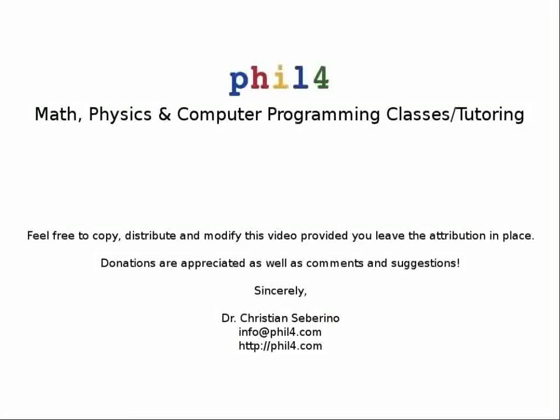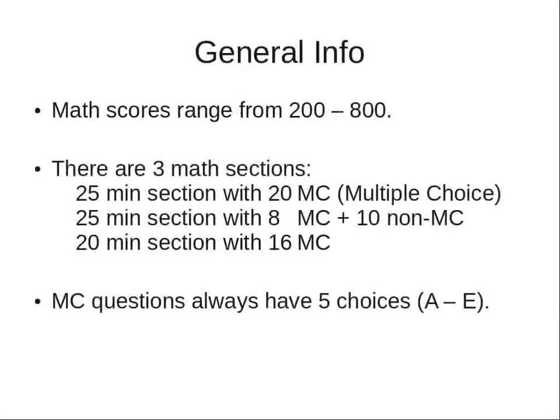So let's start with the general info. Math scores range from 200 to 800. An 800 would be a perfect score. There will be 3 math sections. There'll be a 25-minute section with 20 multiple choice questions. There'll be another 25-minute section with 8 multiple choice questions and 10 non-multiple choice questions, which I'll discuss a little bit later. And then there'll be a 20-minute section with 16 multiple choice questions. Multiple choice questions always have 5 choices, so you'll always have A through E.